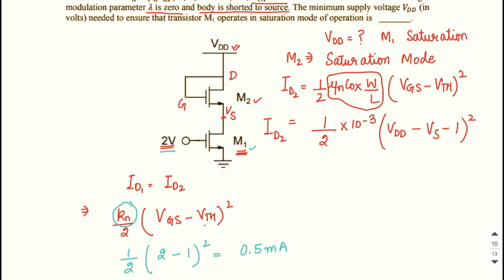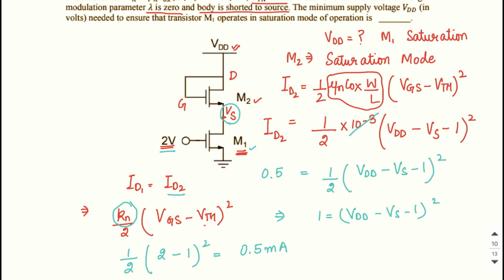This 0.5 milliampere of current needs to be equal to ID2. So in this equation, we now know that ID2 value has to be 0.5 milliampere. So the milli can get cancelled, so I can remove this 10 to the power minus 3: half times VDD minus Vs minus 1 whole square. So we actually have this relationship now. Now, again, there are two unknowns in this equation and we are required to find the value of VDD. But to come to that, first of all, we need to decide what should be the value of Vs.